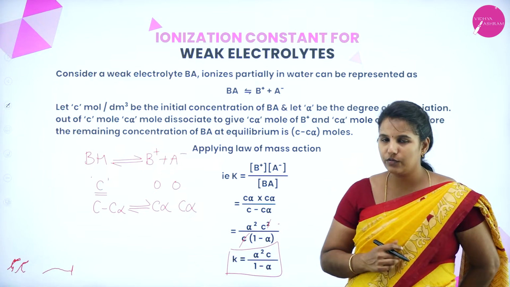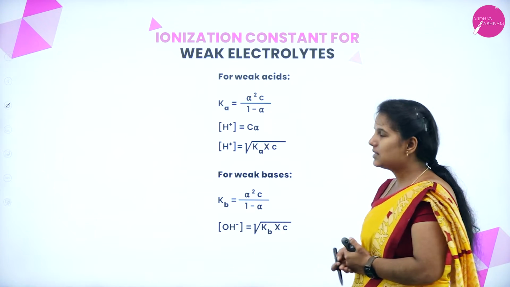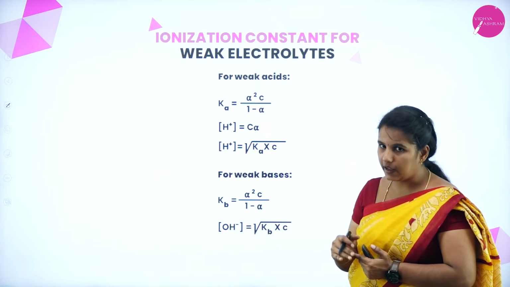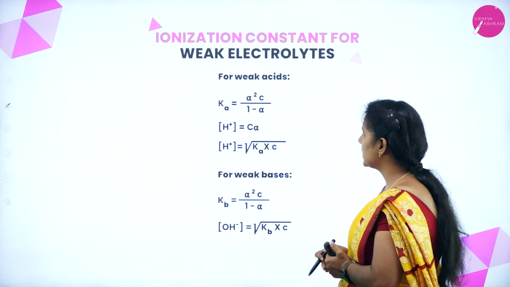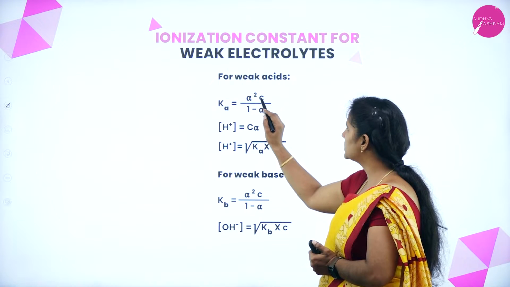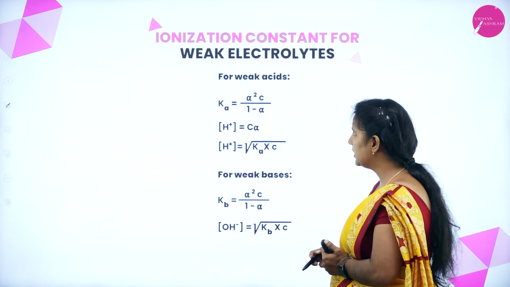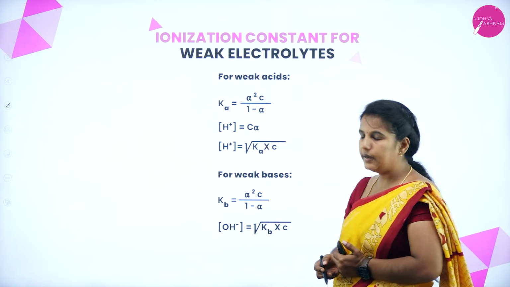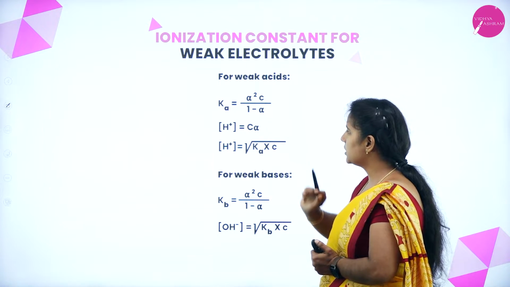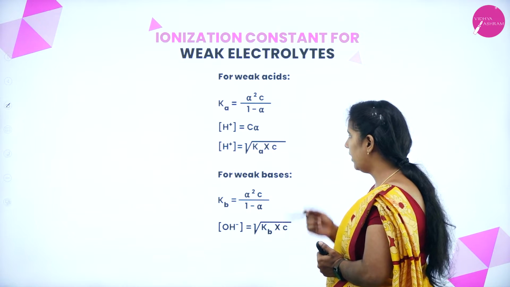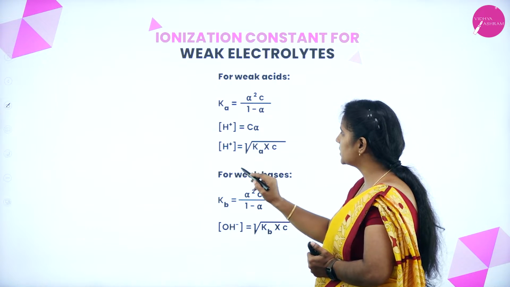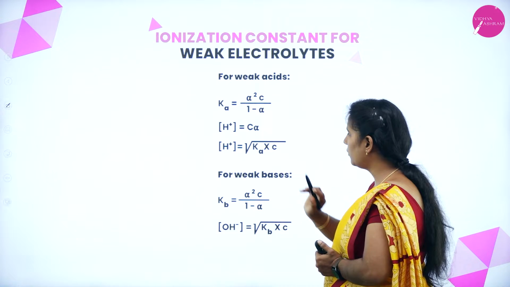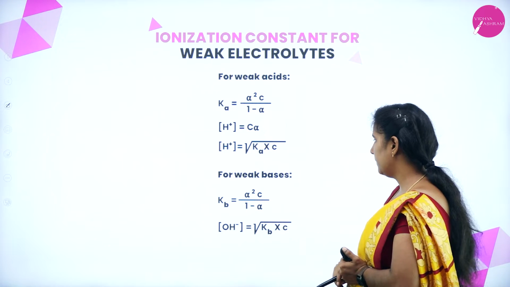So, hope you all understood this derivation. Let us see it completely with the weak acid as well as with the weak base. So, for the weak acid, Ka is equal to alpha square into C divided by 1 minus alpha. We know that the hydrogen ion concentration will be equal to C alpha, so I can write that the molar concentration of the H plus ion is equal to square root of Ka into C.